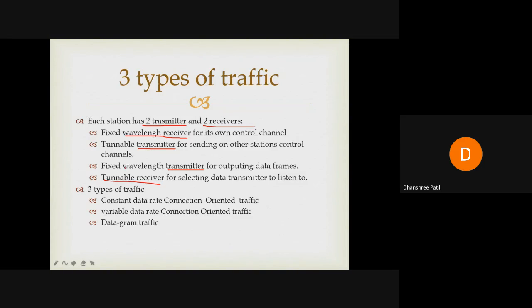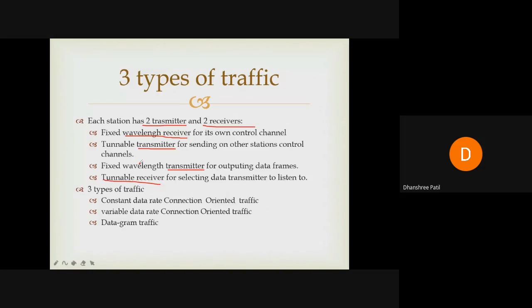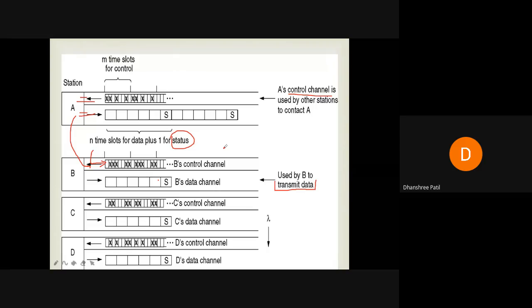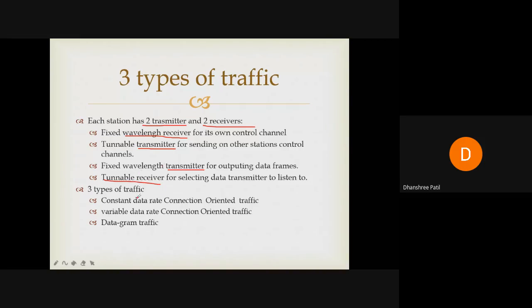Okay, now in this type of communication, whatever example I had told, there are three classes of communication, or three types of traffic, supported by this particular protocol. Now, what are these three types of communication?